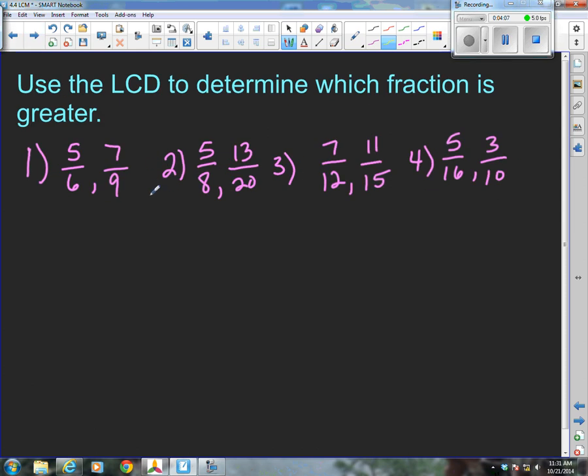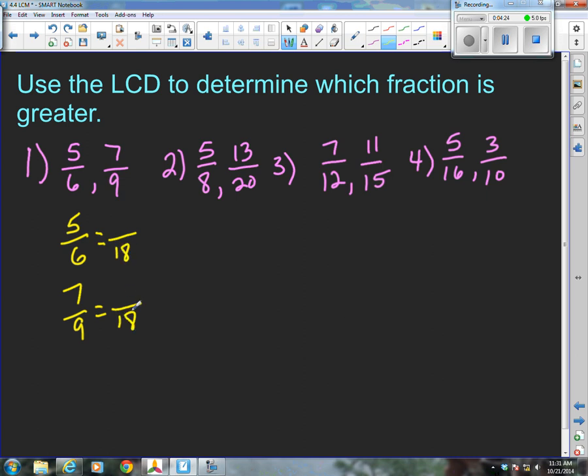Now we're going to use the LCD to determine which fraction is greater. So I've got 5/6 and 7/9. To know which fraction is greater, I have to find a common denominator. I can do that by finding the LCM of 6 and 9, and that happens to be 18.